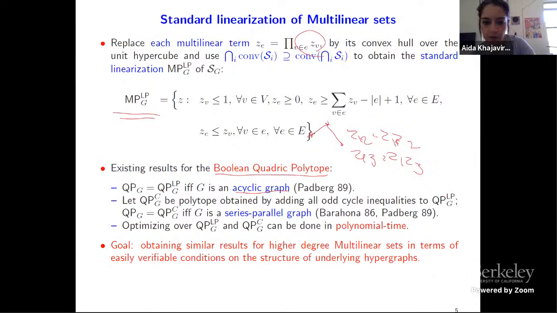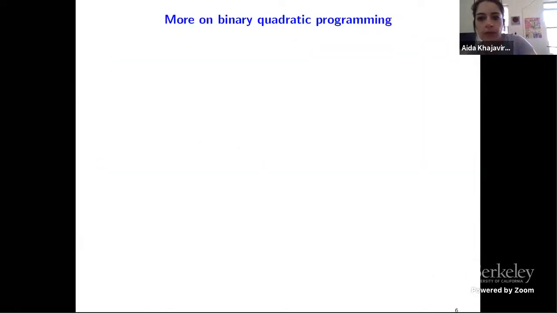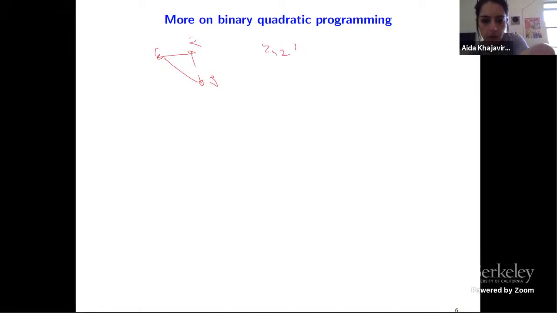Well, what would be the simplest structure that doesn't satisfy that? Well, let's look at a triangle, right? So what happens if my multilinear set is Z12 equals Z1 times Z2, Z13 equals Z1 times Z3, and Z23 equals Z2 times Z3. Okay. So if this is my set, what would be, let's say, the convex hull in this case?